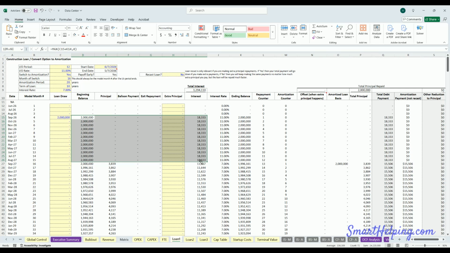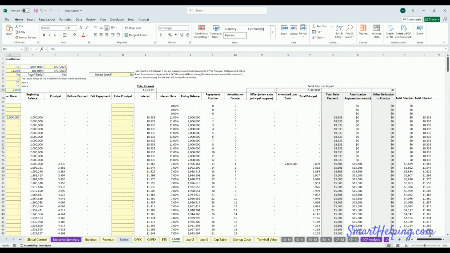You want to make sure that month of switch always lines up with the month after the interest only period ends, if you're doing an interest only period. And then the month of switch happens and that turns into this term loan with this amortization, loan term, and interest rate. And then you have the P&L charge there.